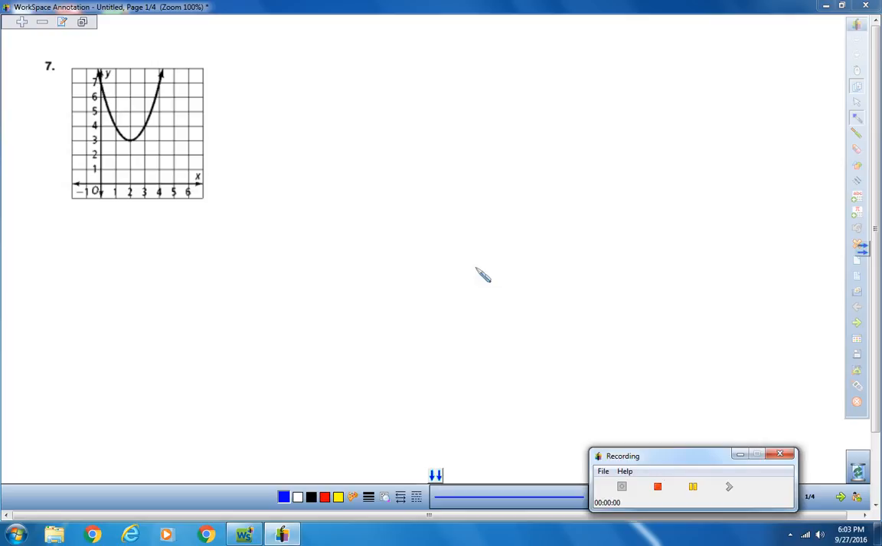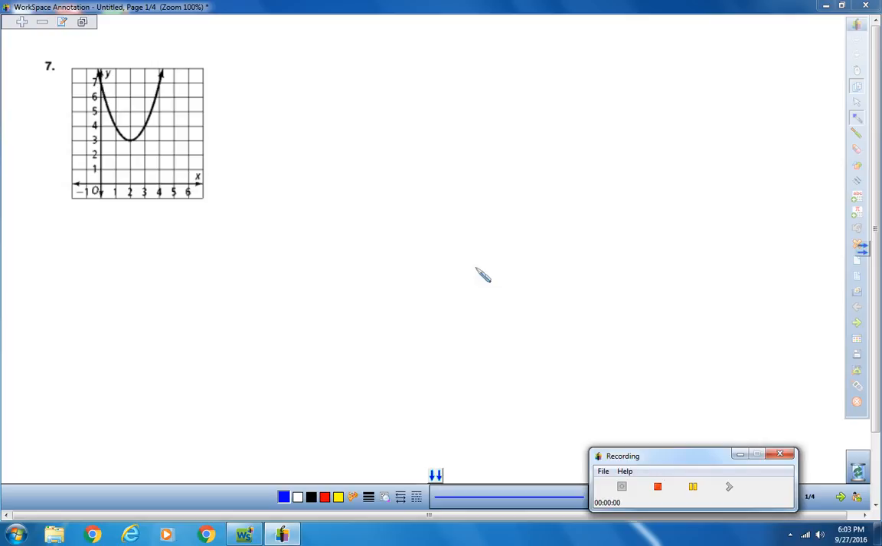Basically it's writing a parabola from 2 points. The big thing that we're going to look at is finding the vertex and then finding the other point and using that to find the equation of our parabola.